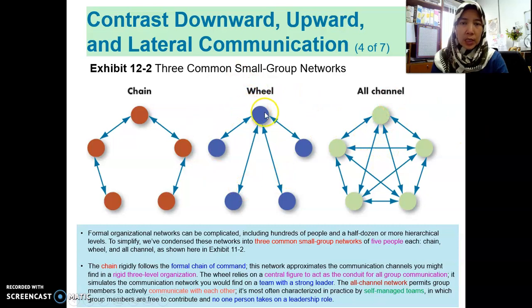So actually no one has the leadership role in this group. In the wheel, the leader has very strong power. The chain is a very rigid kind of interaction. So these are the three common small group networks.